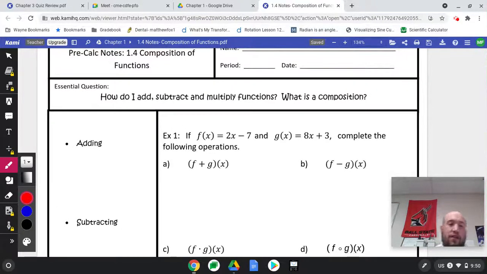Hey, good morning, and today we're going to talk about what we do when we have multiple functions. We're going to start off with adding, subtracting, multiplying, then we're going to move into compositions, okay?